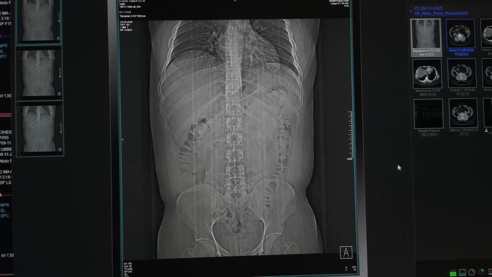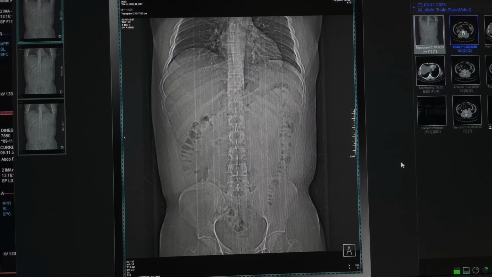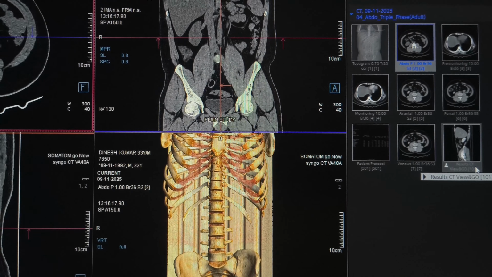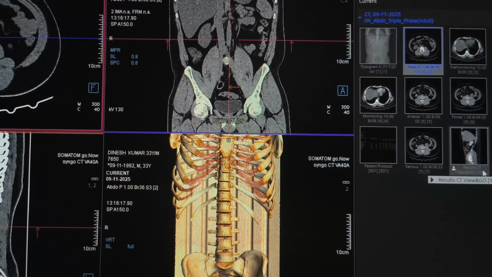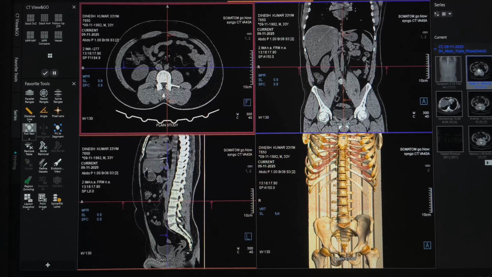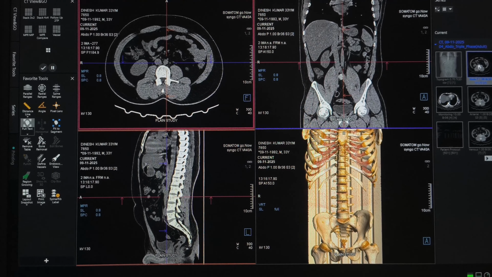Second, plain scan, non-contrast scan. After the topogram, the next step is the plain scan, also known as non-contrast CT. In this step, no contrast dye is injected.